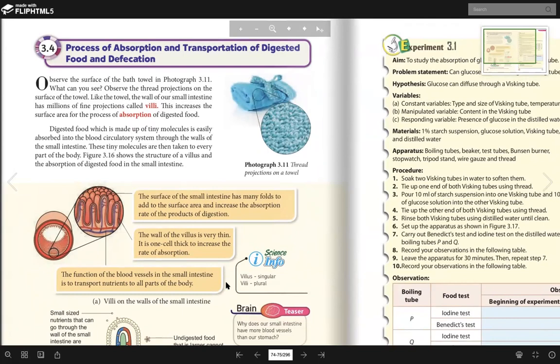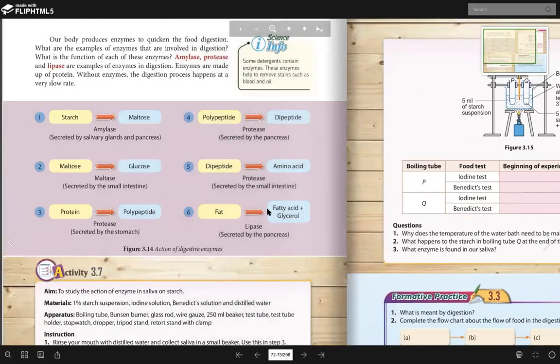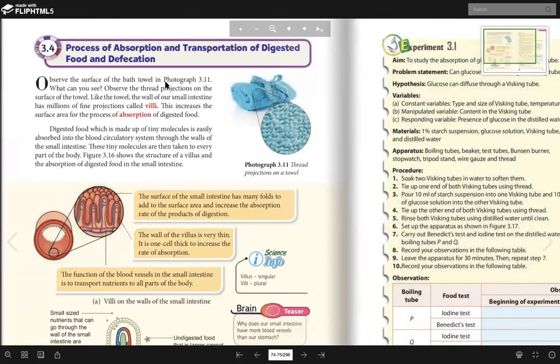Bila dah jadi glukos, baru kita boleh absorb. Bila dah jadi amino acid, fatty acid, glycerol dan juga glukos, ini kita panggil sebagai nutrien. Dan nutrien inilah yang kita nak serap oleh sel. Sebab itulah the next process is about absorption. Okay, cikgu nak simplify lah kat sini.